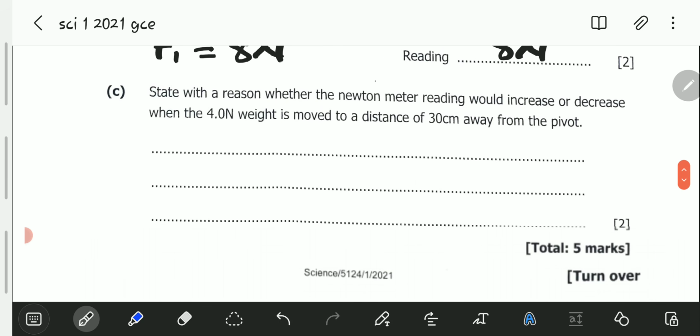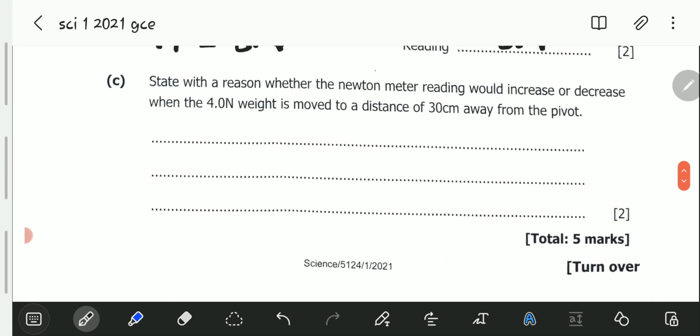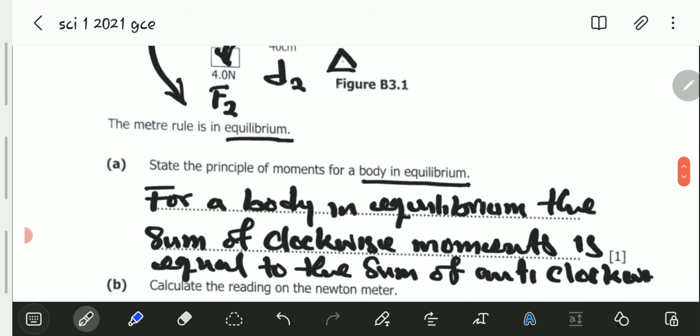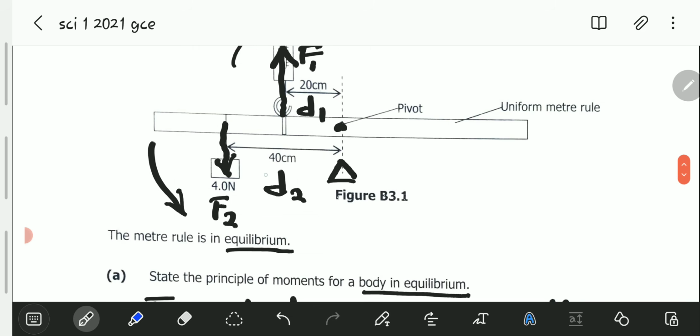So we move to C. C, state with a reason whether the Newton meter reading would increase or decrease when the 4 Newton weight is moved to a distance of 30 centimeters away from the pivot. So in the beginning, it is 40 centimeters. Now it is moved closer.